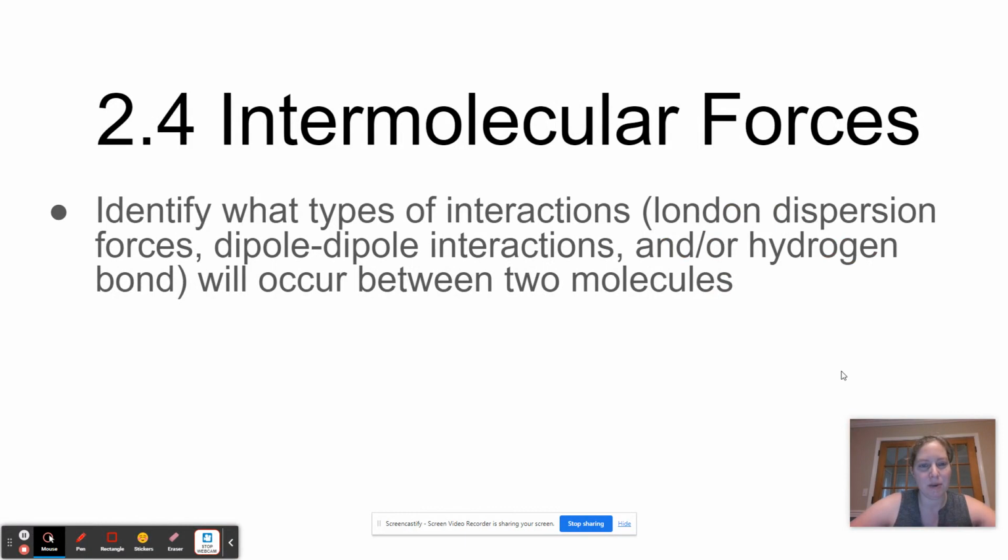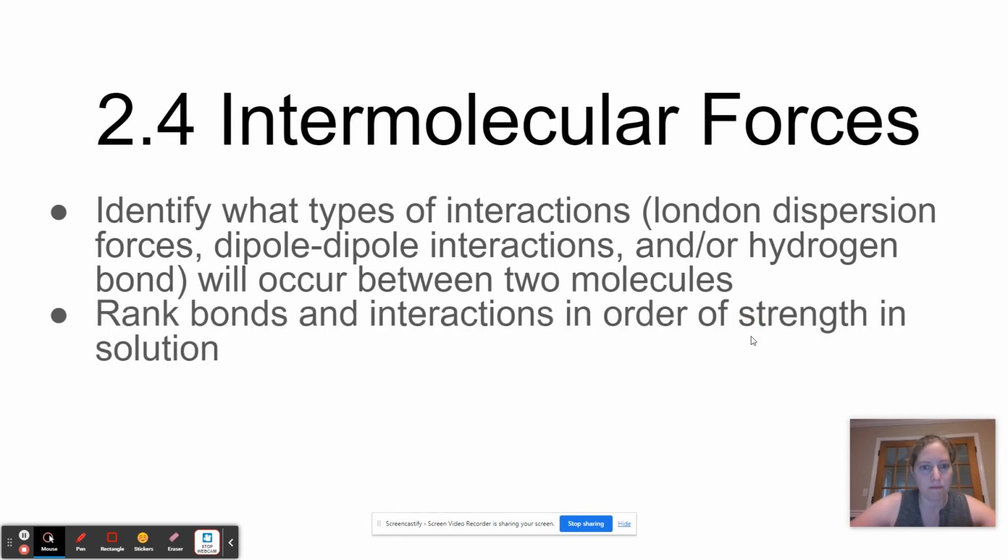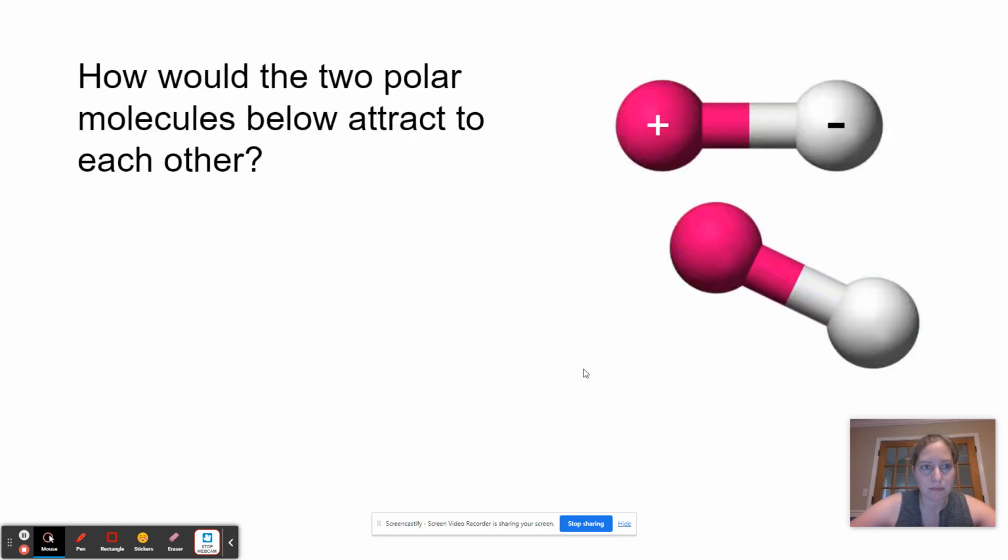And so we want to be able to identify what types of interactions, and there's three types we're going to talk about here: London dispersion forces, dipole-dipole interactions, and hydrogen bonds will occur between two molecules. And we want to be able to rank the bonds that we talked about previously, covalent and ionic, and these interactions in order of strength in solution. So basically, how easy will it be for them to get pulled apart and dissolve in solution in water?